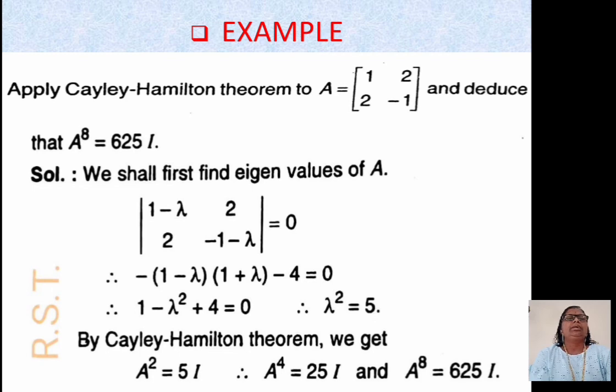Hence, squaring both sides we get A raised to 4 equal to 25 into I, since I into I is I square, which is also equal to I. And also taking the next power, we get A raised to 8 equal to 625 into I. Thus, we have proved the required result. Thank you.